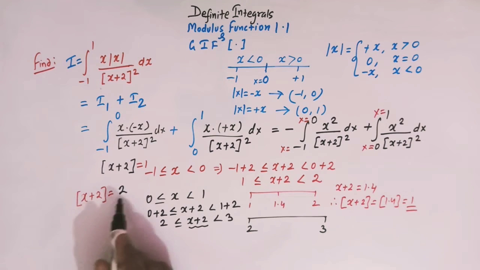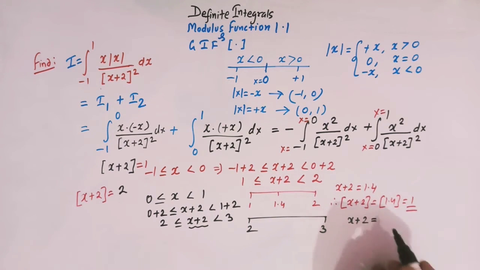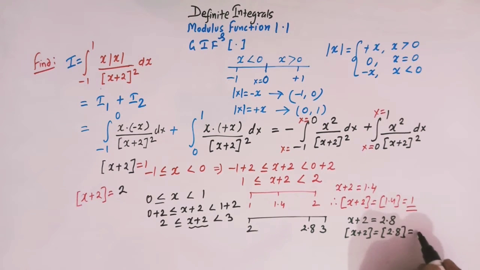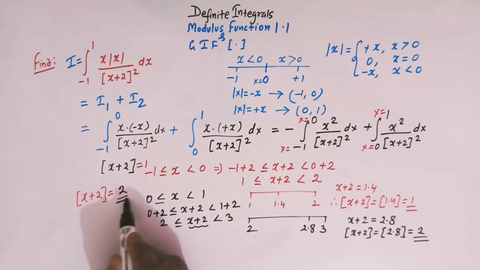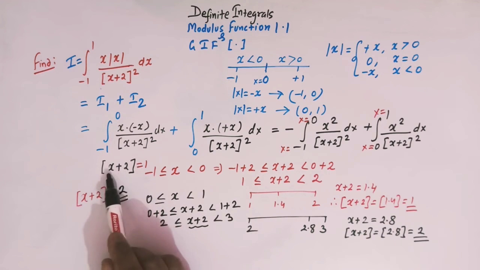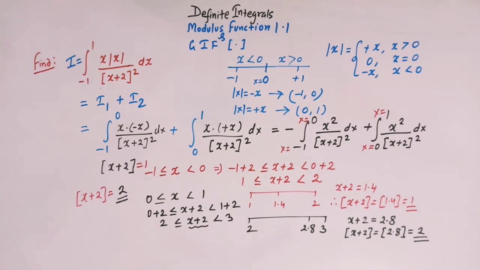right? And again we can verify it by taking some particular values of x plus 2, and let us take x plus 2 is equal to, say, 2.8, right? So 2.8 lies somewhere here, and the value of greatest integer of x plus 2, that is greatest integer of 2.8, is simply 2, right? So the value of greatest integer of x plus 2 is equal to 2 when x lies between 0 and 1, and the greatest integer of x plus 2 is equal to 1 when x lies between -1 and 0.